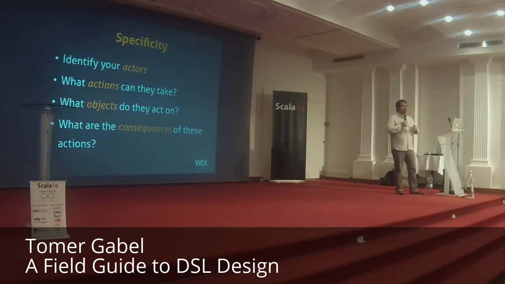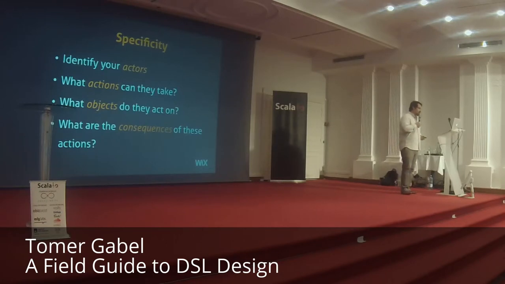You have players in the equation. For data assertions, you have the programmer actually making those assertions. That's the actor. You have actions. An actor by definition takes an action, and that action by definition is acted on some object. So what are your actors? What are the actions they take? What are they acting on? And finally, what are the consequences of those actions?